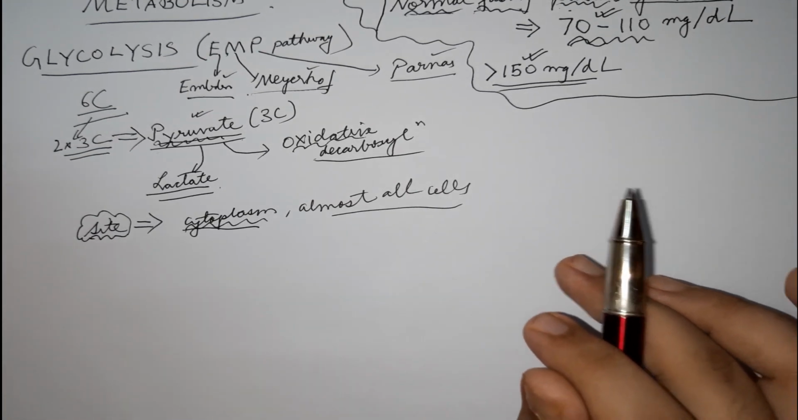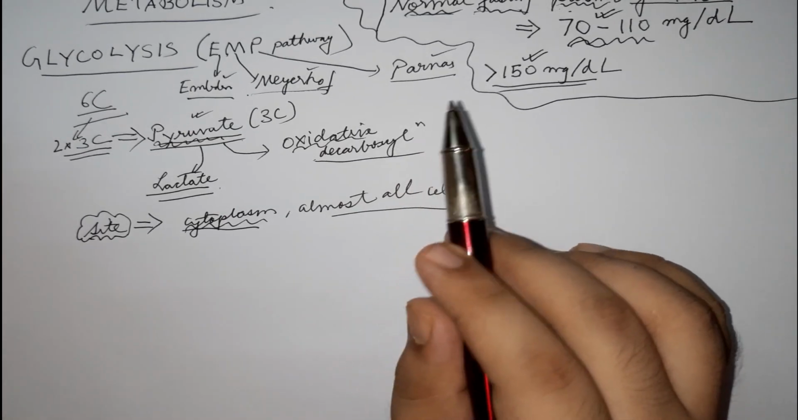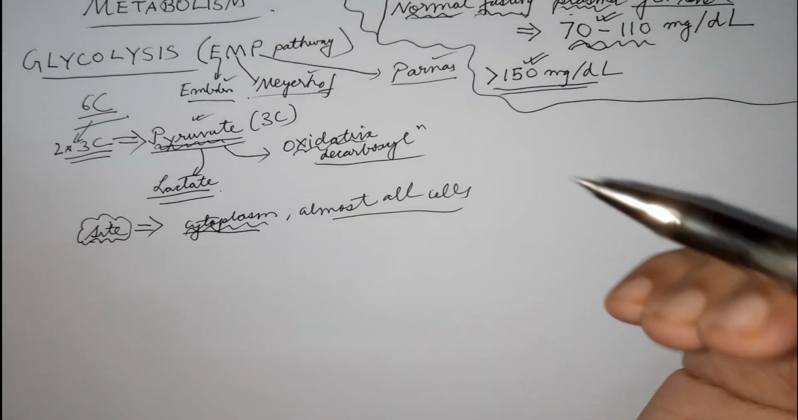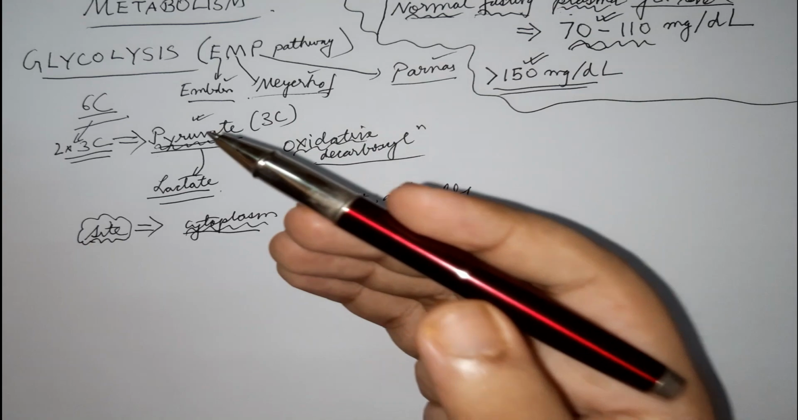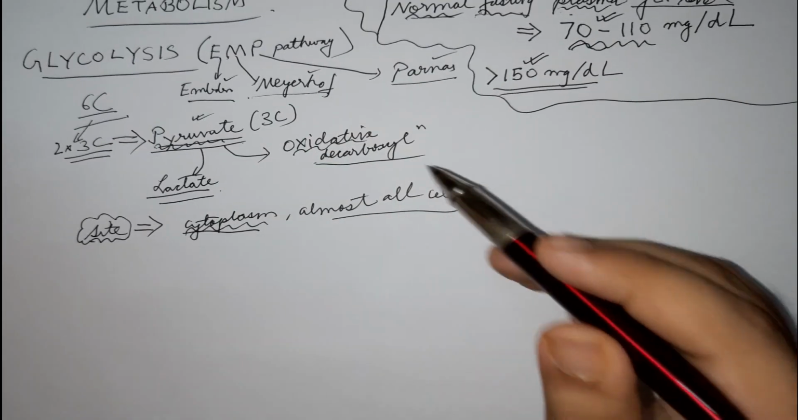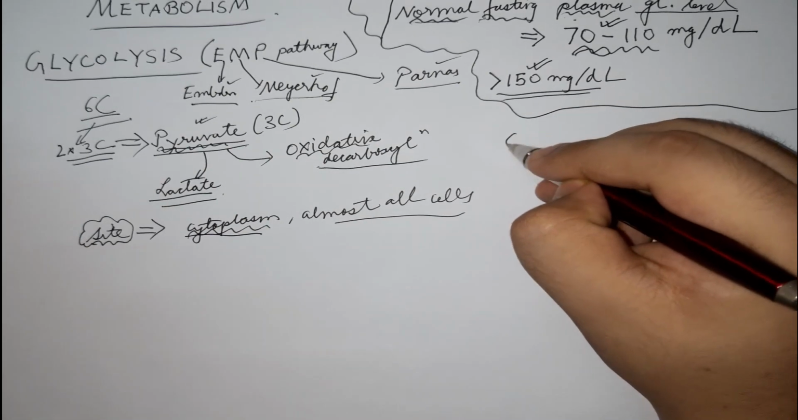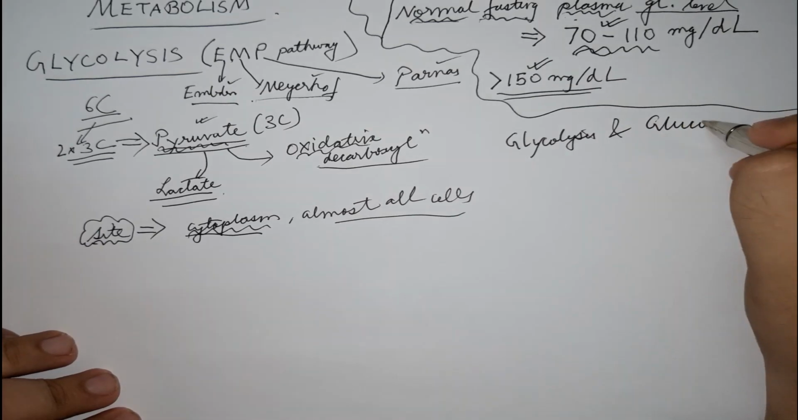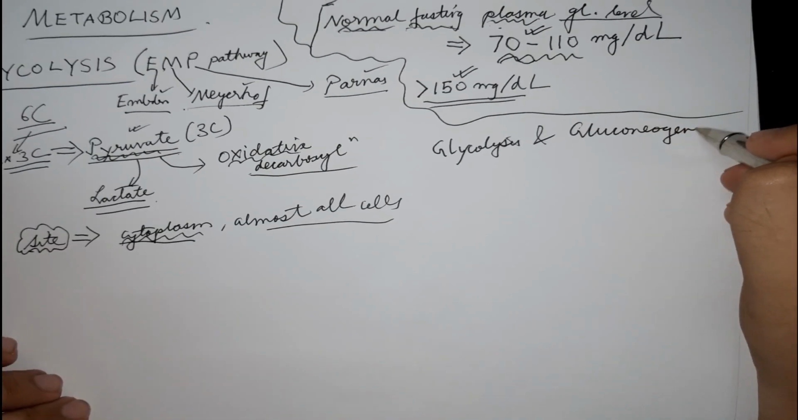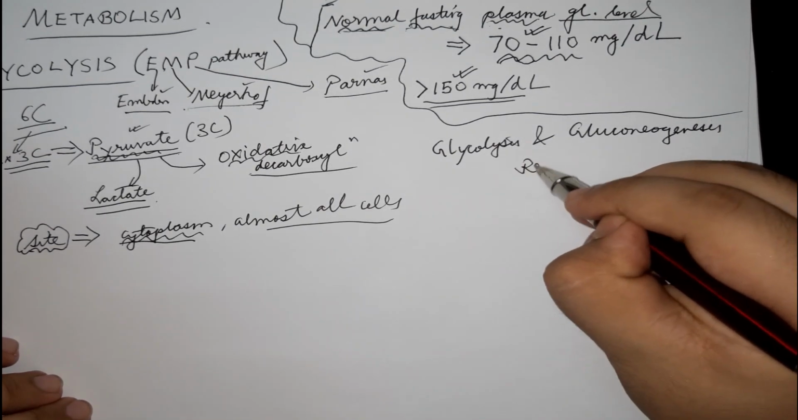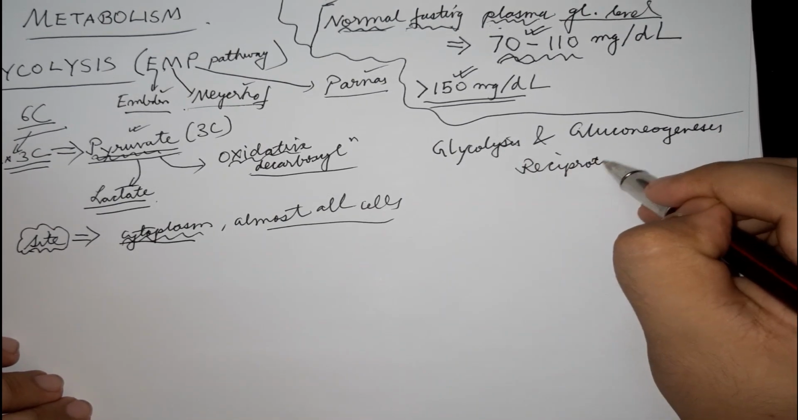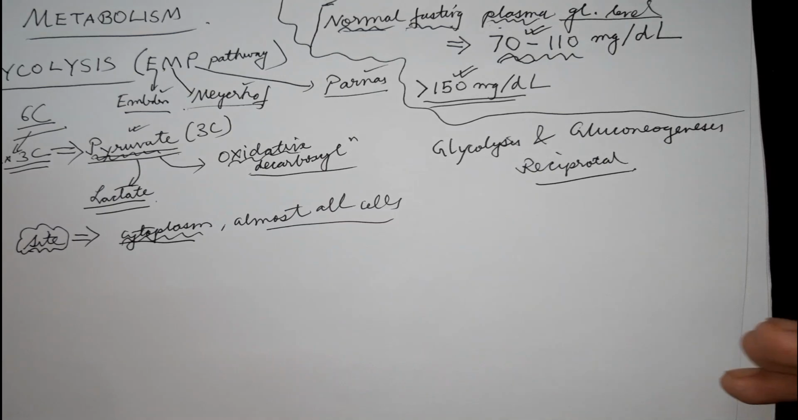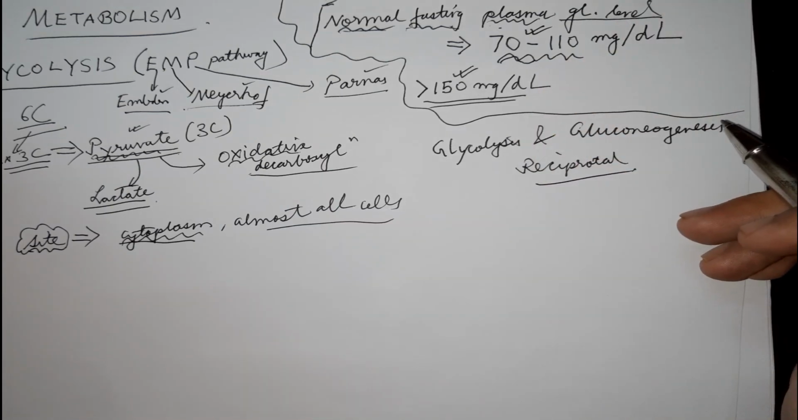Okay, done. And by the way, glycolysis is the breakdown of glucose. So you're breaking down glucose into something. And what is the manufacturing of glucose from something else called? Gluconeogenesis. So glycolysis and gluconeogenesis are reciprocal methods. Glycolysis is breaking down, gluconeogenesis is building up of glucose.